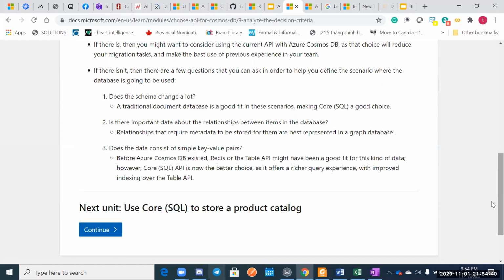And does your data consist of key-value pairs? I want to highlight with you here, Redis is a type of cache service that is available within the application only. You cannot use Redis on the public database or public application, because it's not secure enough. So if your data is about simple key-value pairs, then the core API is the choice for that.